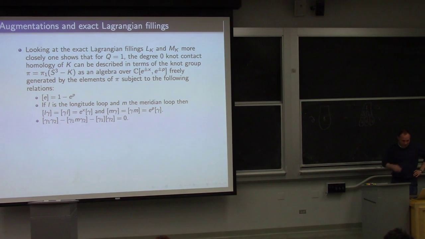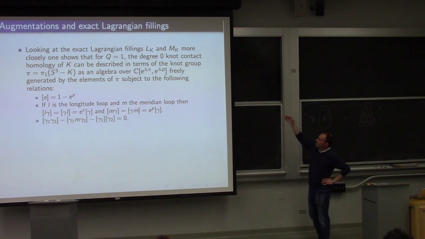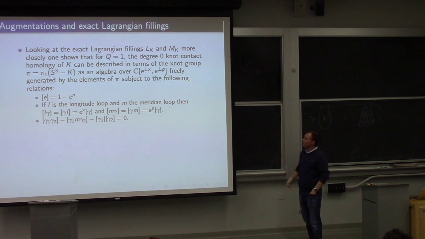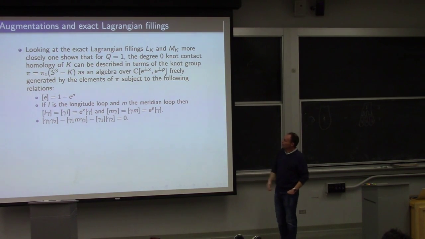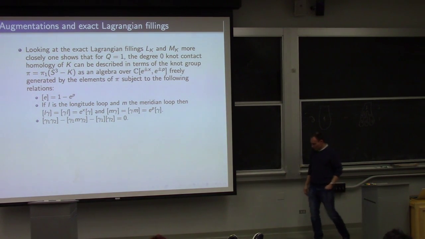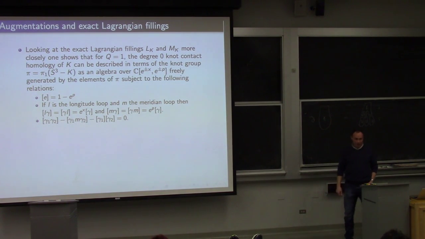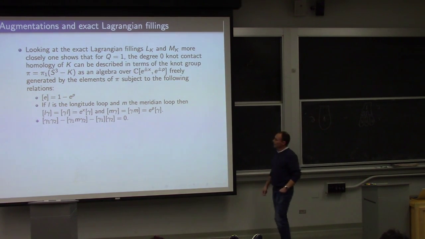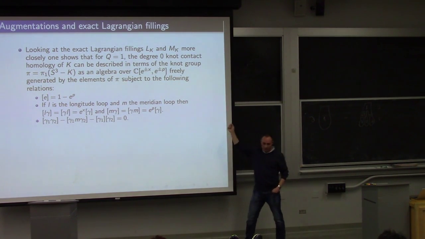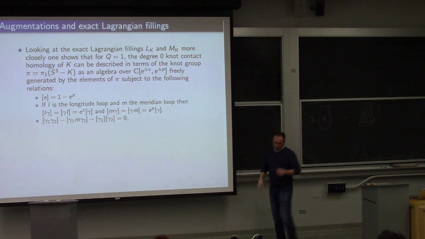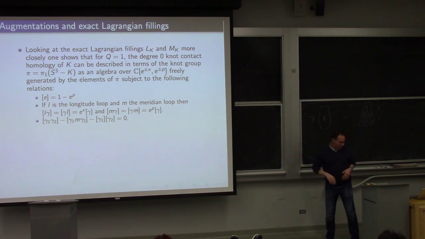And the result is the following: this will be a module over the meridian and longitude classes, and it's really generated by these elements with the following relation. So the E is the trivial class, so that has to be set equal to 1 minus e to the p. And then longitude and meridian behave as you would guess. And then there is a third relation, which is a little bit non-trivial. So maybe I'll draw the picture of what's going on.